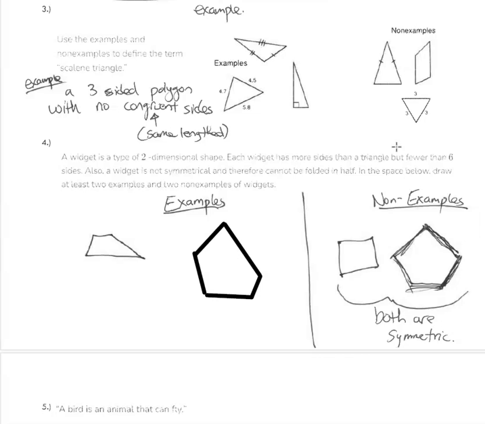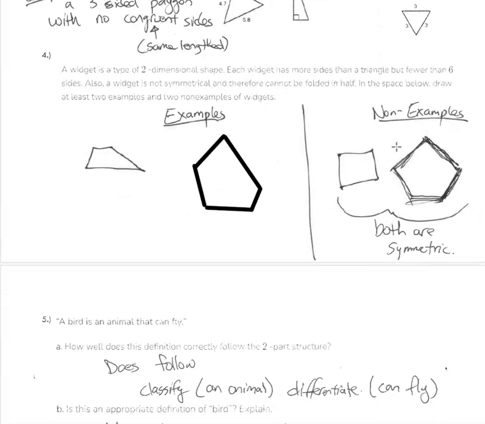On number 3, you are supposed to define what a scalene triangle is. So they have examples and non-examples. You can see all of the examples have no sides that are the same, aka no congruent sides, and the non-examples were either not triangles or they had some sides that were congruent. So I said a 3-sided polygon with no congruent sides, and congruent means the same length.